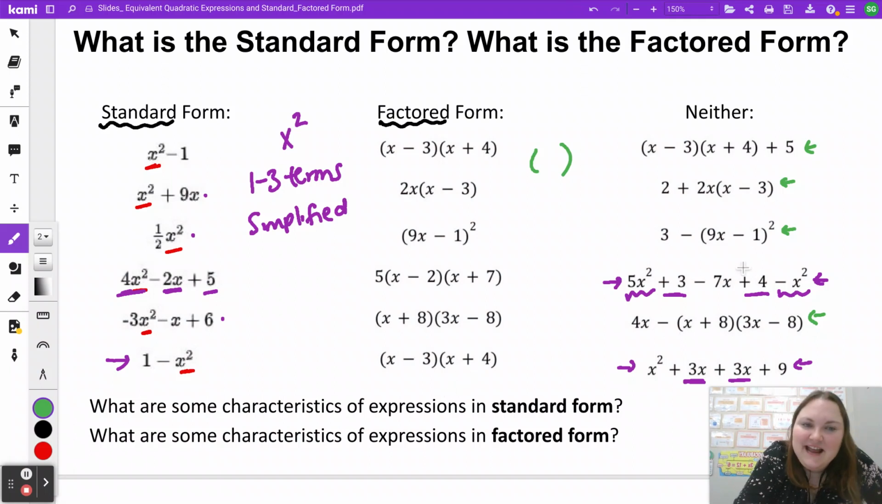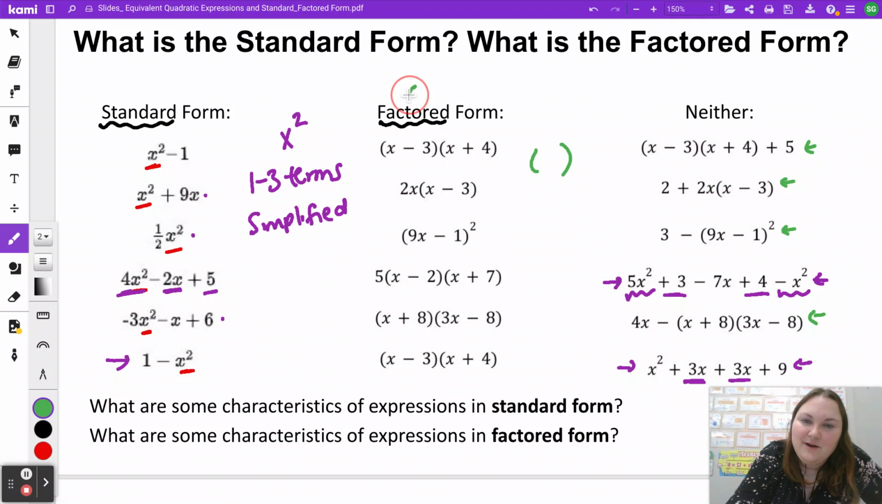Well, using the neither ones might help me figure out what all of these have in common. Notice here, we've got those parentheses, the x minus 3 times x plus 4, and then we're adding 5. Or here, we've got 2x times x minus 3, and we're adding 2. Here, we've got x plus 8 times 3x minus 8, and we're taking 4x minus all of that. Over here, notice we don't have any of that addition or subtraction.